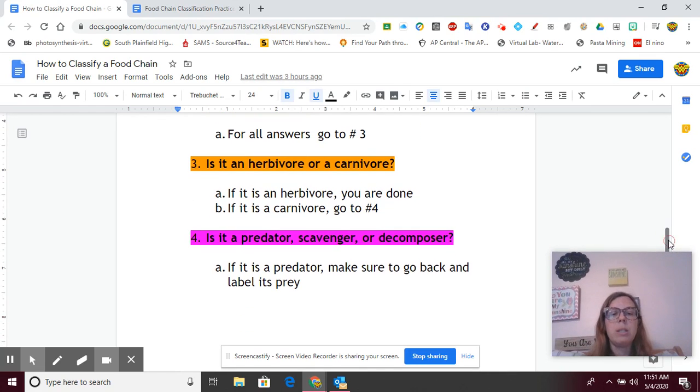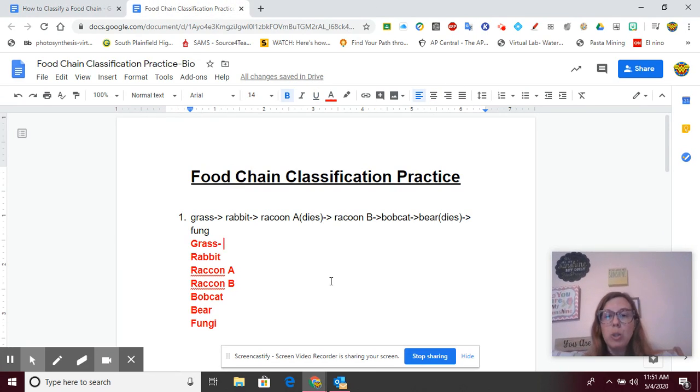Question number 4 says, is it a predator, scavenger, or decomposer? So you pick which one you think it is. And remember that if it's a predator, you have to go back to the organism before and also label that organism as prey. So what we're going to do now is go through an example together using these 4 questions. Here we have an example of a food chain.